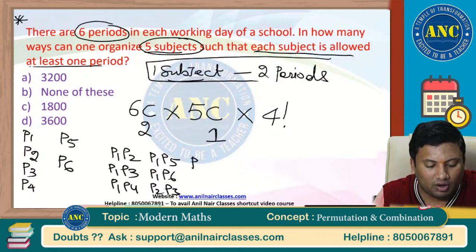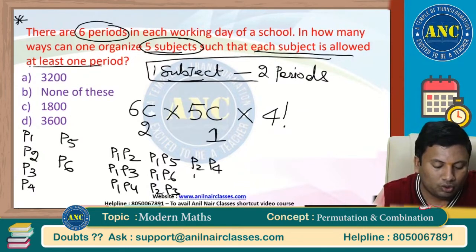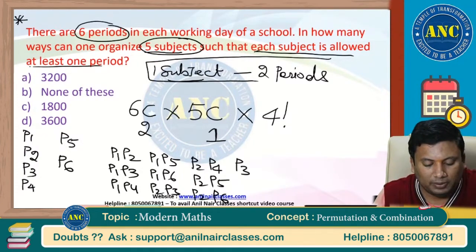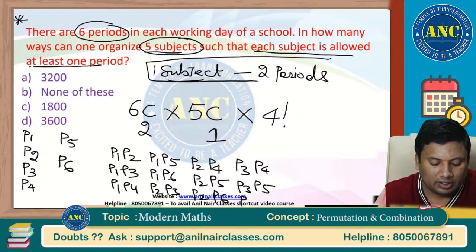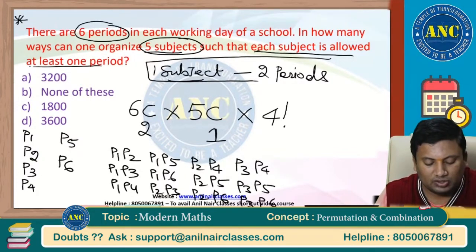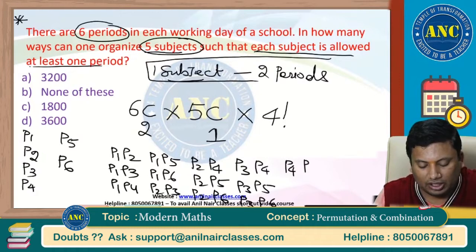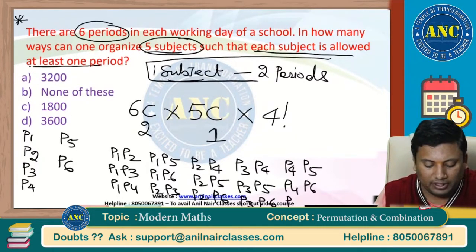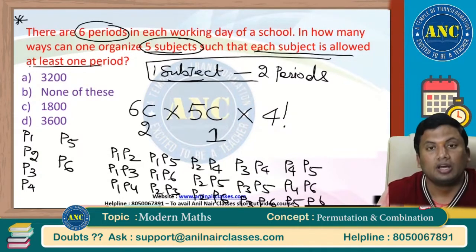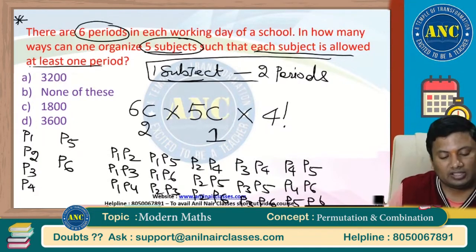P2, P4; P2, P5; P2, P6; P3, P4; P3, P5; P3, P6. This is one way of doing it, which is extremely cumbersome. P4, P5; P4, P6 or P5, P6. Any 2 periods can have the same subject.